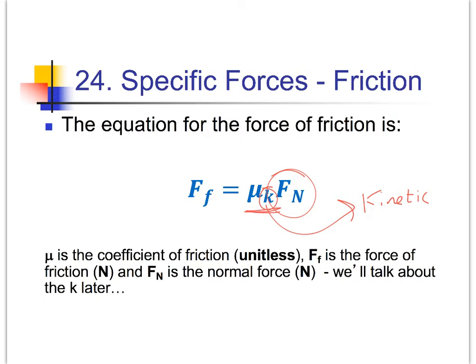We will talk about the non-sliding case in a little bit because it does get more complicated, but that's what the k stands for. So here we have our friction equation, Ff equals mu k, the kinetic coefficient of friction, times our normal force. So this is going to be another force that we can now calculate.